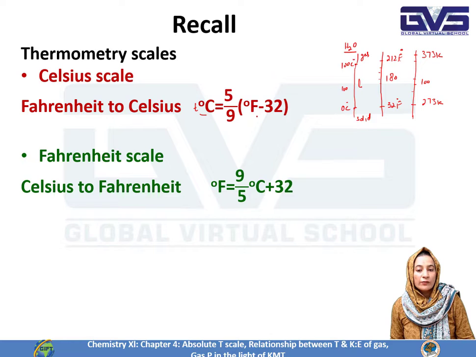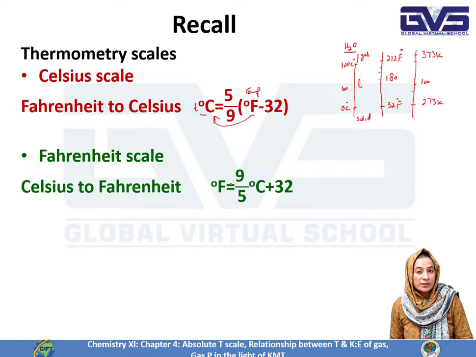First, if you have a Fahrenheit temperature, keep the Fahrenheit temperature here, subtract 32, and multiply by 5 by 9 outside the bracket. Solve this, and the Fahrenheit temperature will be converted into the Celsius scale. And how can you convert Celsius into Fahrenheit? Keep the Celsius temperature here and convert to Fahrenheit with the help of this formula. You can easily find it out.